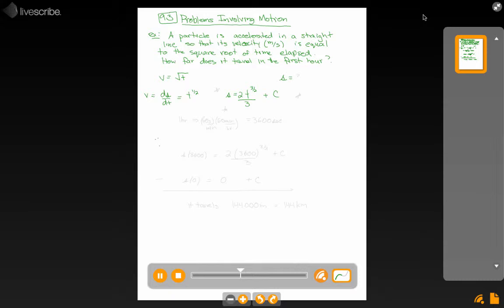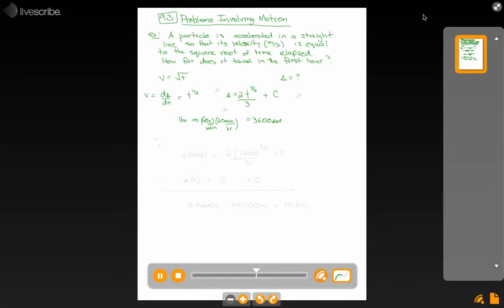The fact is that constant, as you'll see, turns out to be kind of irrelevant because we're asked here, how far does it travel in the first hour? So first of all, 1 hour is 60 seconds times 60 minutes, so we have 3,600 seconds altogether. You might just know that off by heart.